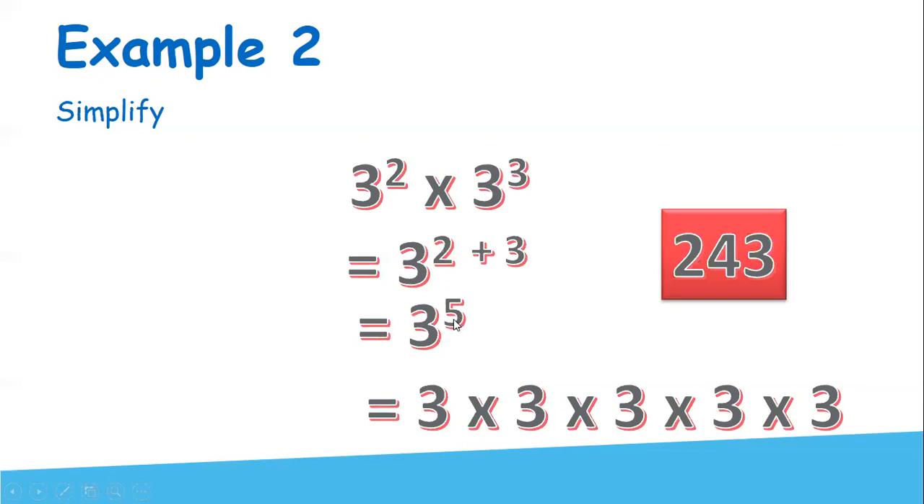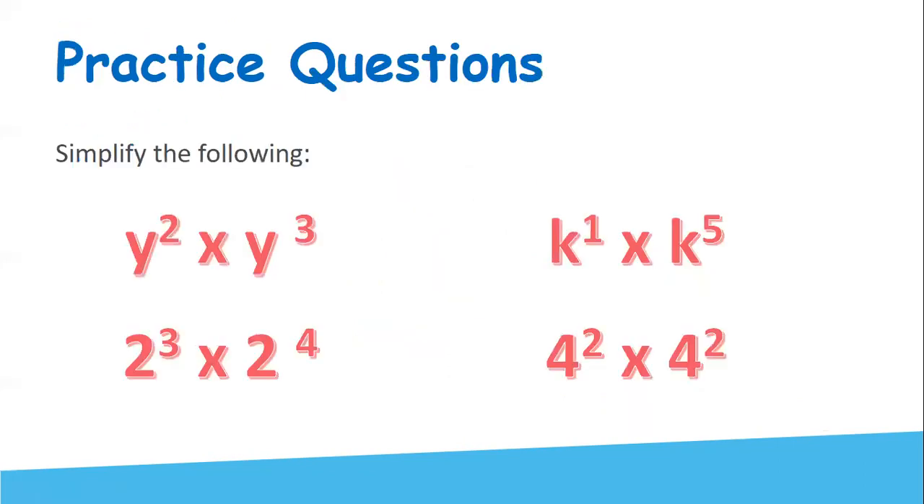3 raised to power 5 simply means multiply 3 in 5 places. That is why we have 3 times 3 times 3 times 3 times 3. And when you use your calculator to simplify this, you are going to get 243. So you can pause this video and simplify the following.